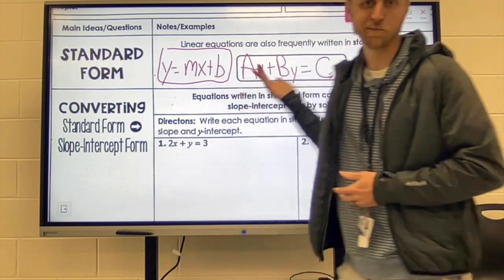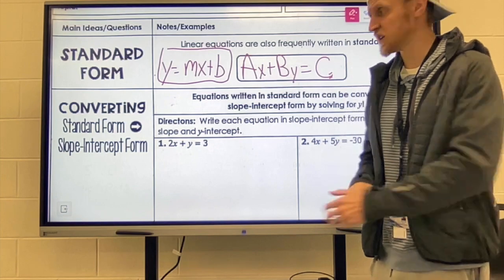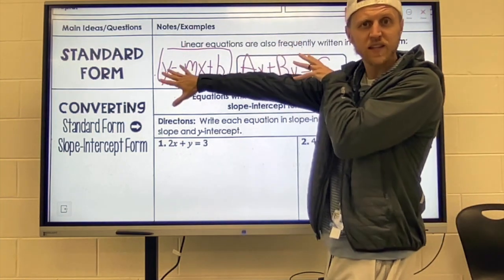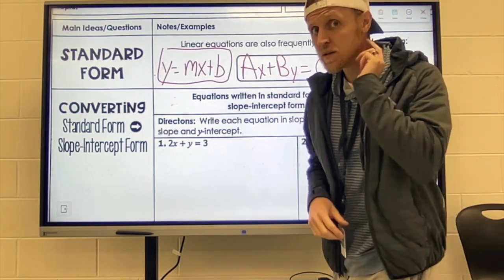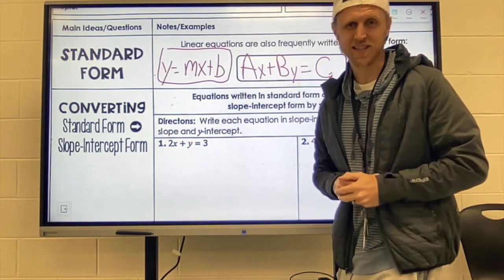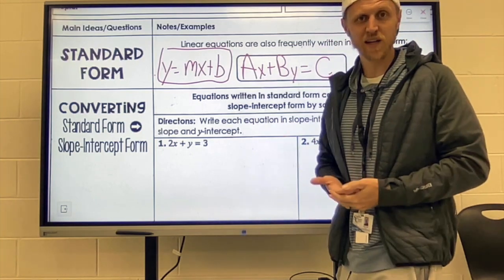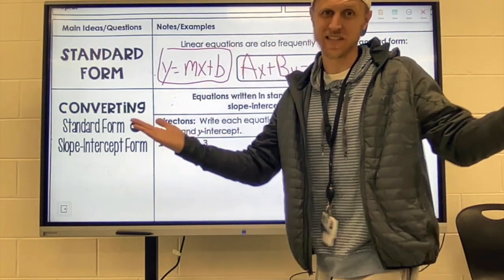Unfortunately, I have a problem. I have a standard form instead. Wouldn't it be nice if I could take my standard form and then change it so that it looked like this instead of this? Wouldn't that make graphing much easier? Yeah. Why, yes. Yes, it would. Thanks for your participation. So what we're going to learn today is how to take this and change it into this in 2 easy steps.